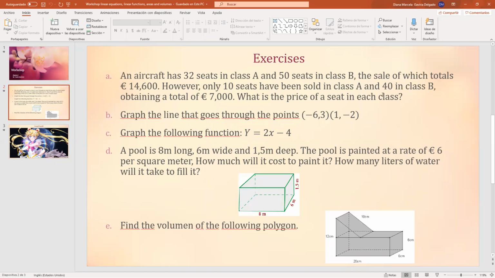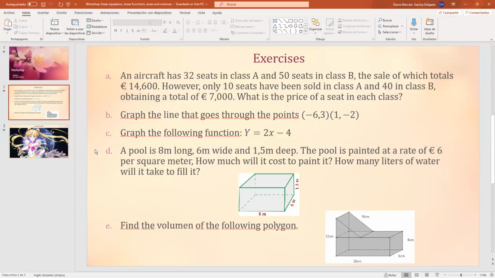The first one is about problem solving using linear equation systems. The second and the third one are for linear functions. The D is about areas and perimeters of regular polygons. And the E is about a volume of an irregular polygon, okay?